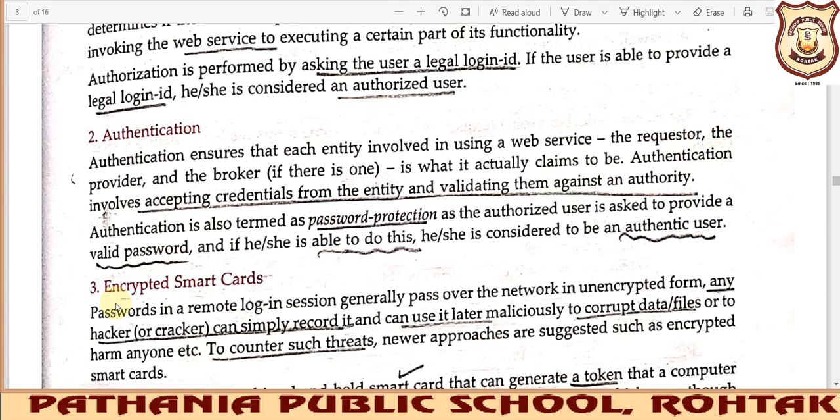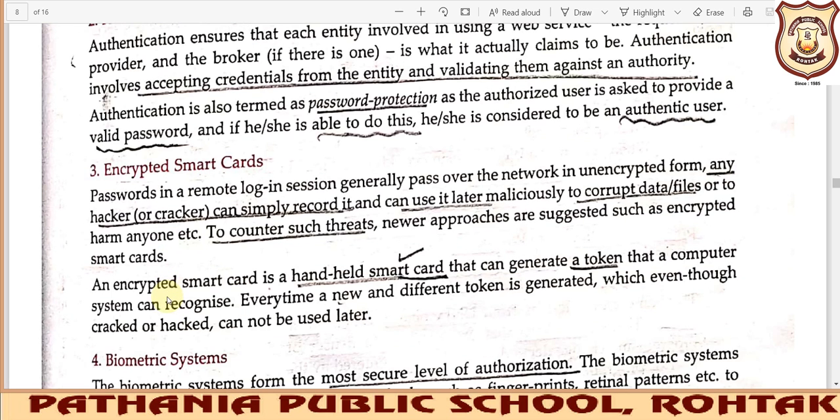That is why it is advised not to share your passwords even with your near and dear ones, because once you have shared the password, they also have the authentication proof or authority to access your account. Next comes your encrypted smart cards.